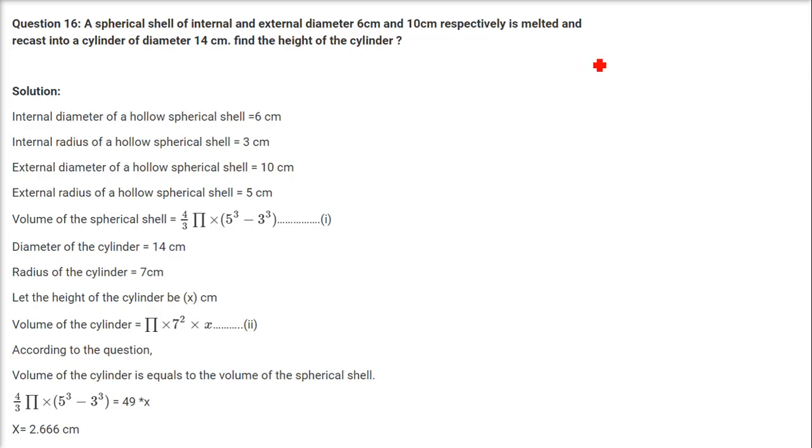A spherical shell. Internal and external diameters are given. 6 is the internal diameter, so taking the radius, 6 by 2 is 3. And the external one is 10, so 10 by 2 is 5. It is melted and recast into a cylinder. So we have a cylinder here.